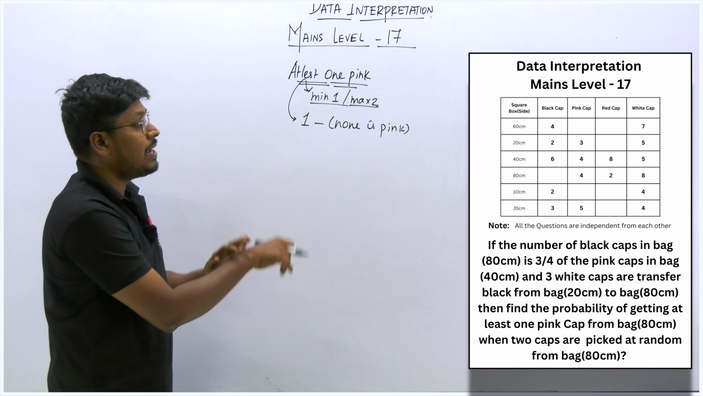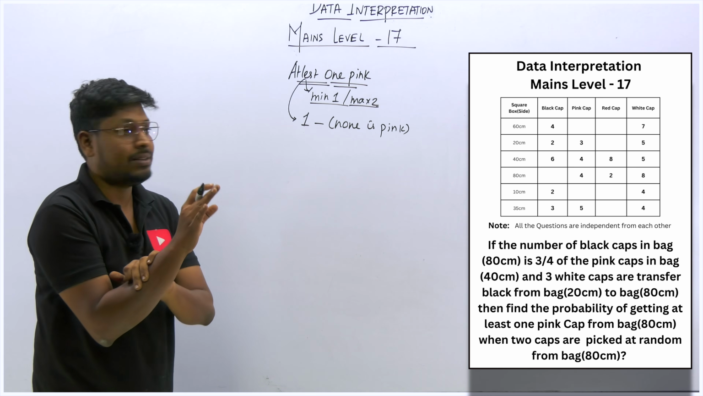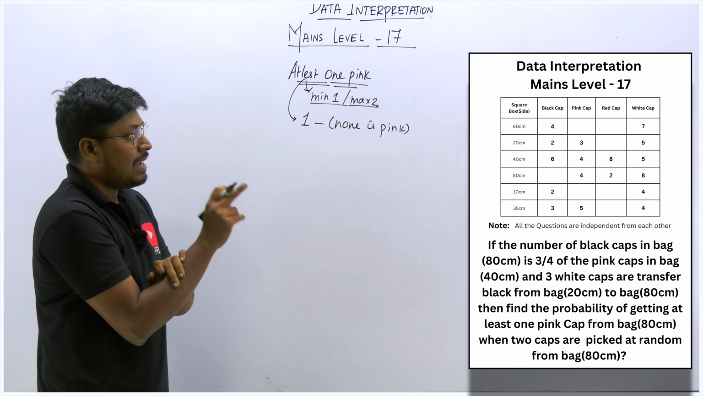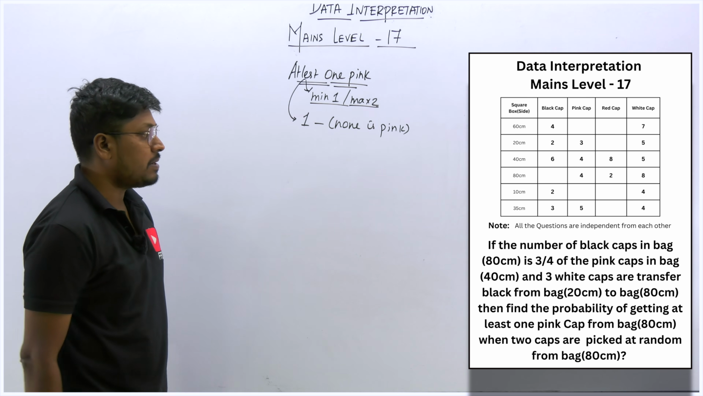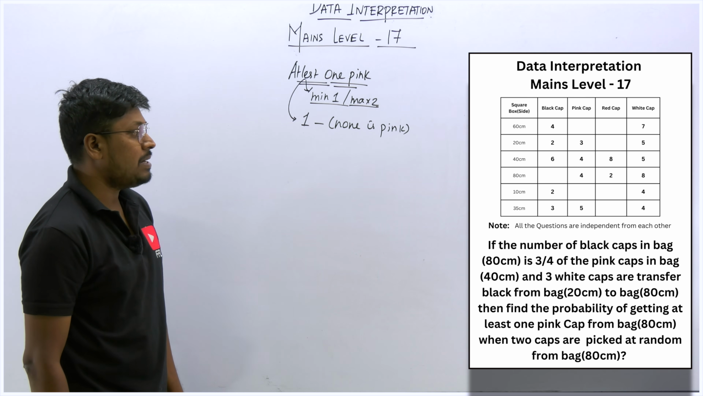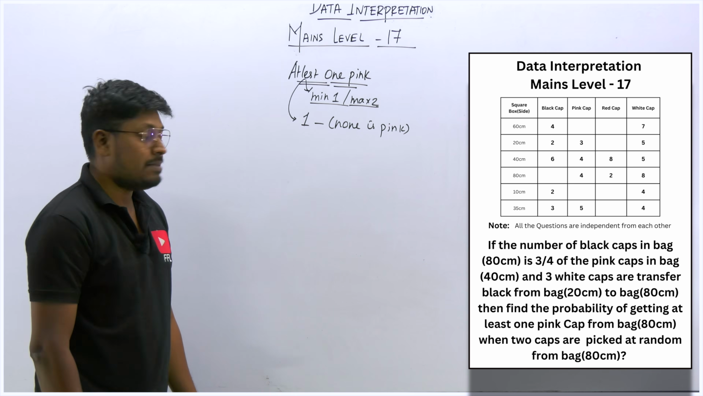But before that, first let me understand what exactly the question is saying. If the number of black caps in bag of 80 centimeter. So in the bag of 80 centimeter, the black caps is missing. It's a missing value.